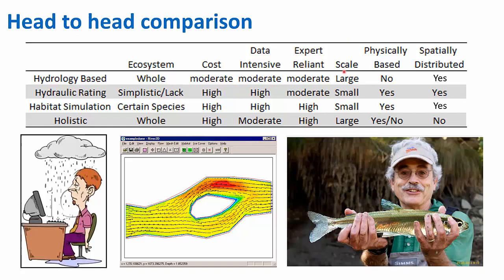Some of them may have larger scale or smaller scale, or be physically based, and for certain agencies or certain objectives you want to make sure that the flow you're putting in the river will be beneficial for a given species. In those, you need to be more physically based to know the physics of the system rather than just relying on the flow to carry it out for you. And some of them might be more spatially distributed.